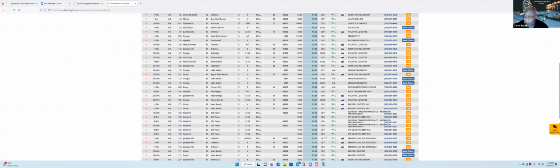Now, this might be the same load, because they're posted by two separate brokers. You know what I'm saying? Shippers will give brokers the same loads. I tell people all the time, shippers don't care who they get the loads to. They need them to move. They're trying to get whoever's going to move the load.